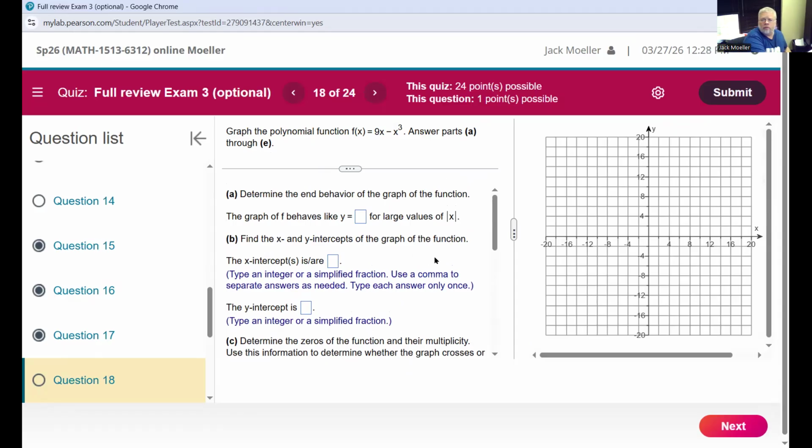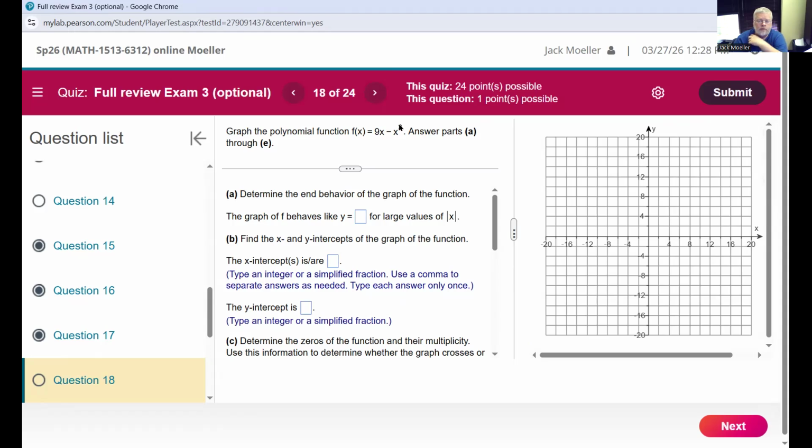So what is this, number 18? And f of x is 9x minus x cubed. All right, so A is the end behavior. All right, so what is the end behavior here? Well, first of all, what's the degree? Well, it's not in descending order, so gotta be a little careful.